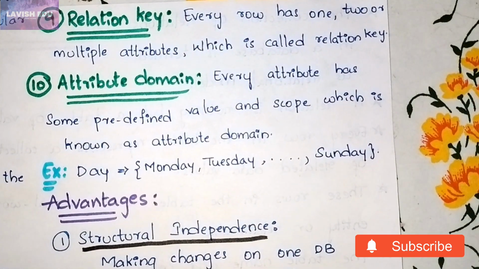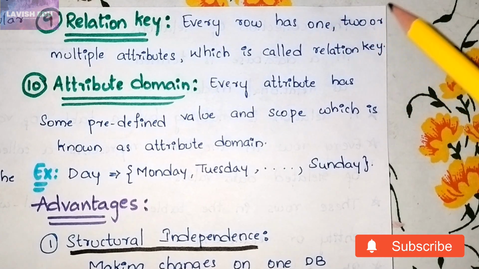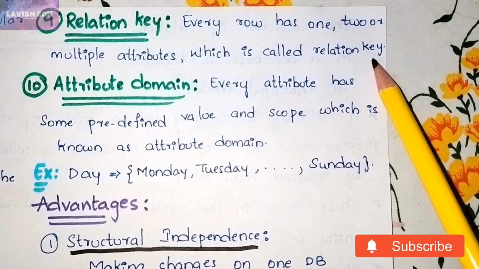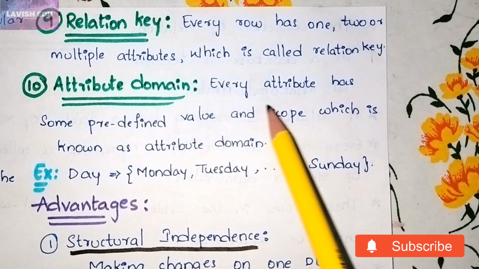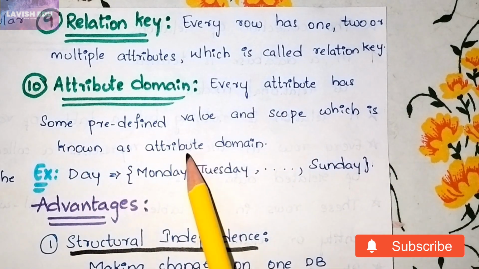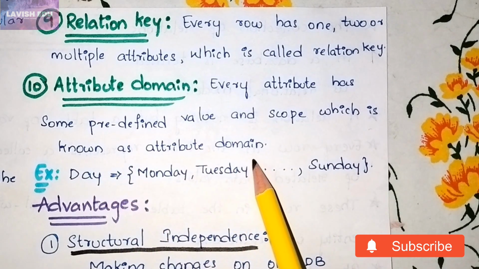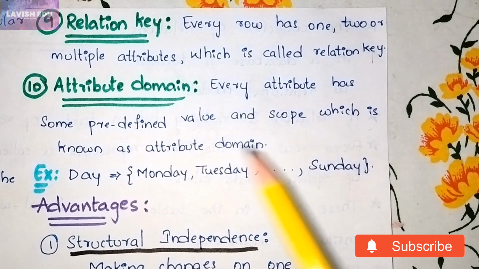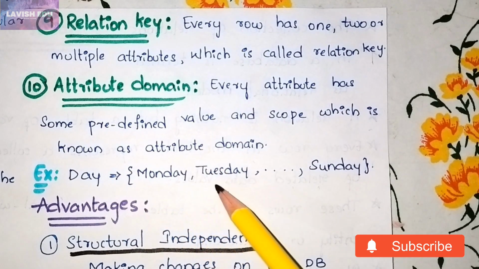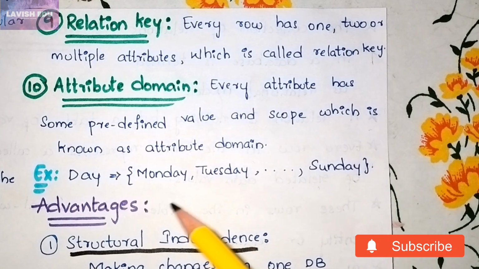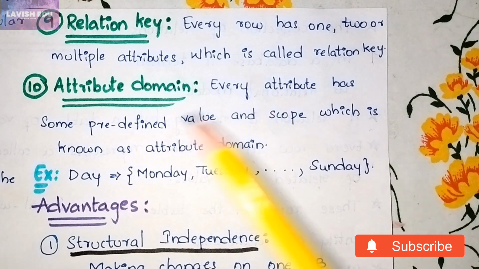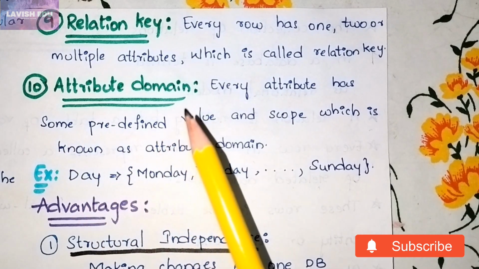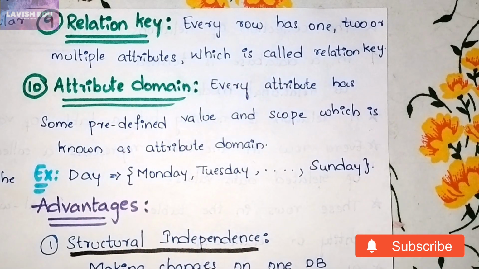And next we have relation key. Every row has one, two, or multiple attributes, which is called the relation key. That is, more than one attribute may be present in the relation, and this kind of key is termed a relation key. And attribute domain: each attribute has some predefined value and scope, which is known as the attribute domain. Suppose, for example, day has specific values. They have to choose from Monday, Tuesday, and so on up to Sunday. There is no other day than these, so it has a specific domain to choose from. This is known as the attribute domain.